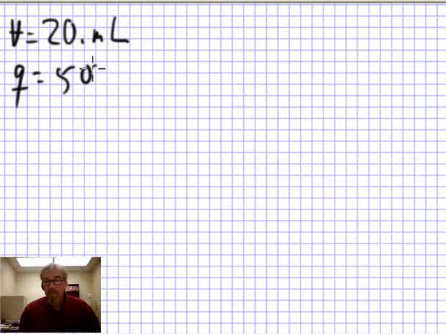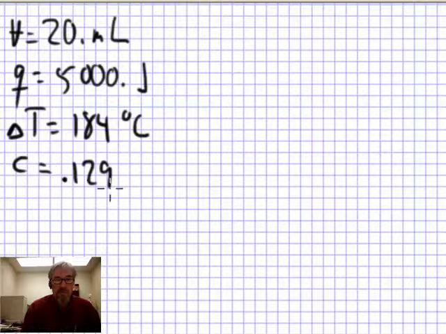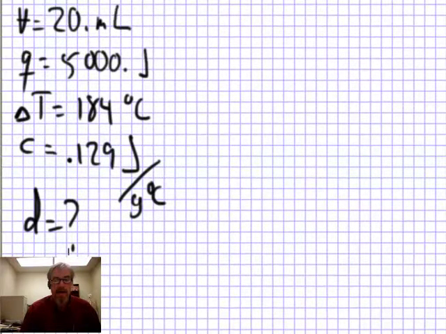So let's get this on a sketch pad. I know V is 20 milliliters. I know Q is 5,000 with a decimal point, joules. I know that delta T is 184 degrees C. And I know specific heat is 0.129 joules per gram per degree C. The density, that's what I'm trying to find. So there's my analysis. Now, come up with a plan.